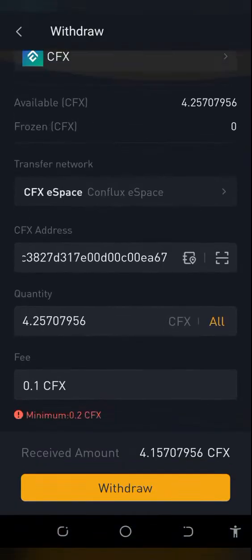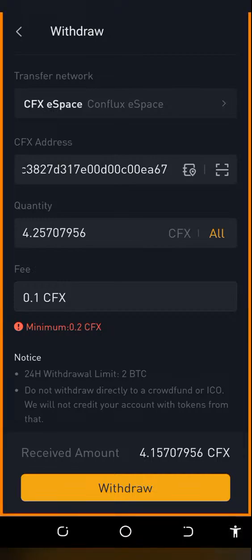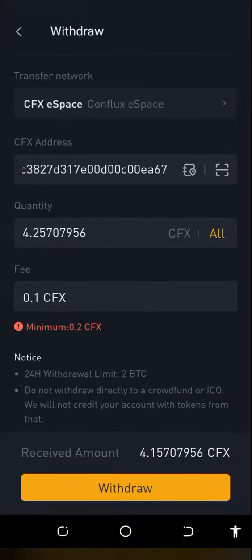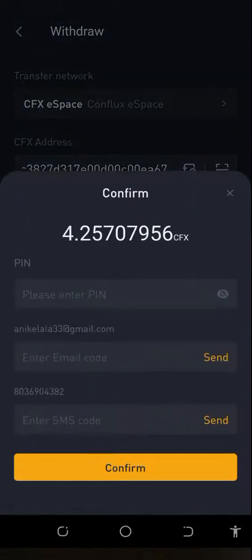Everything looks good. What do we get? 4.15. Good. And I knew we are gonna lose some money, but that's fine. The fee is 0.1 FX. Okay, great, no problem. As long as I get my money out. Good. I mean, all we were just doing was risking $1, right? So let's go ahead. What did it say? Okay. So I'm just gonna put in all my details and I'll see you on the other side.